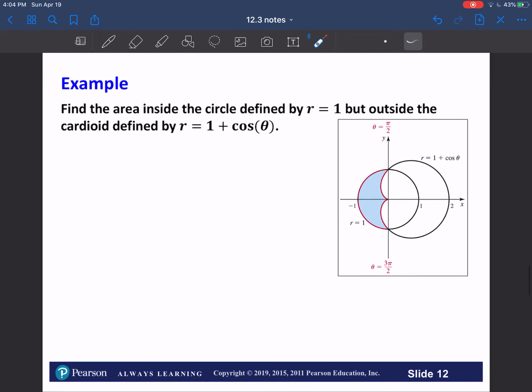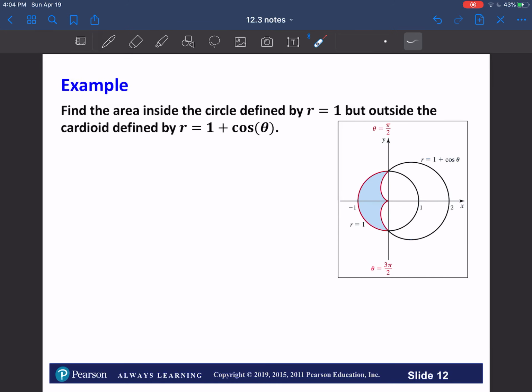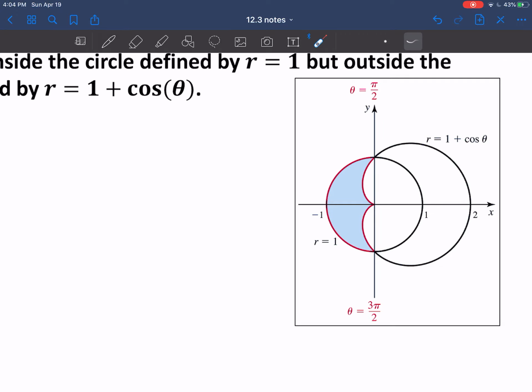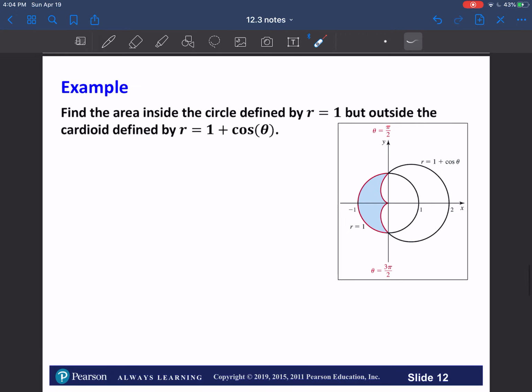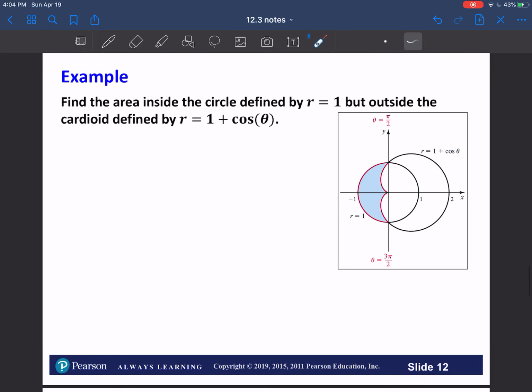Okay, let's do another example. We're going to find the area inside the circle, defined by r equals 1, but outside of the cardioid, defined by 1 plus cosine of theta. The picture of that region is right here over on the right. You'll notice that it is shaded. And so we need to figure out the bounds for theta that we need to use. So immediately from the picture, it's evident that the bounds for theta that this region exists in is pi over 2 to 3 pi over 2. So those are my bounds for theta.